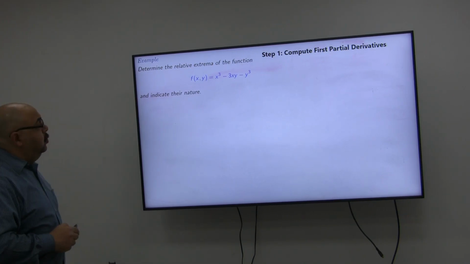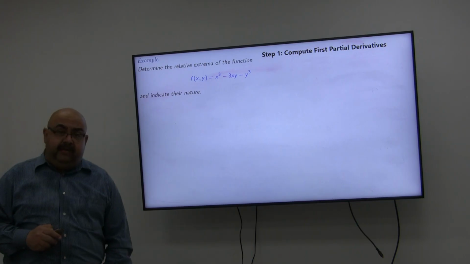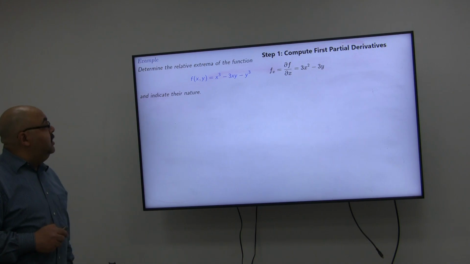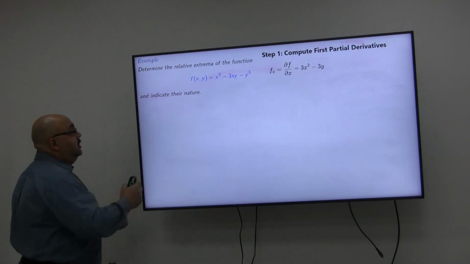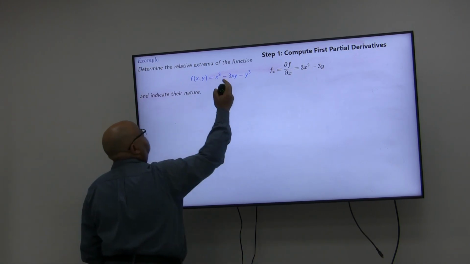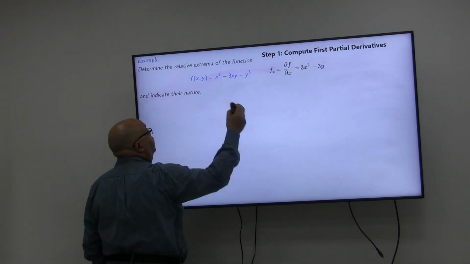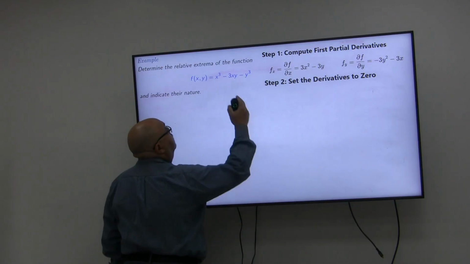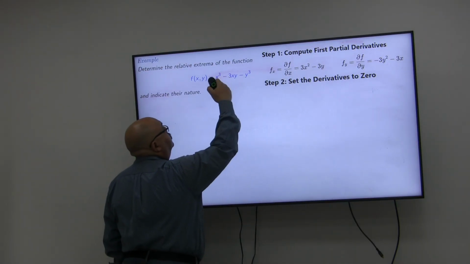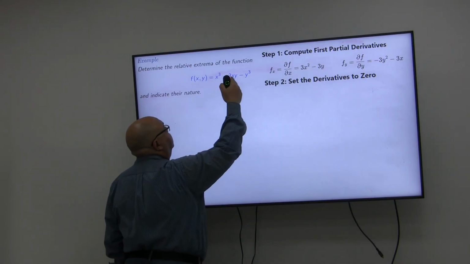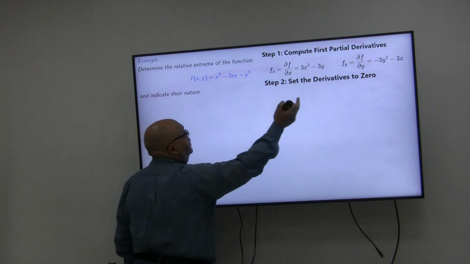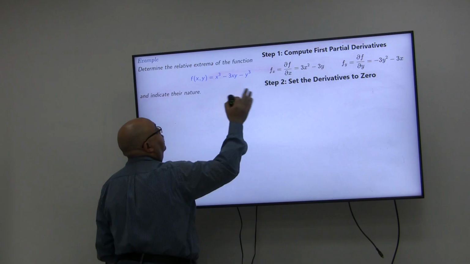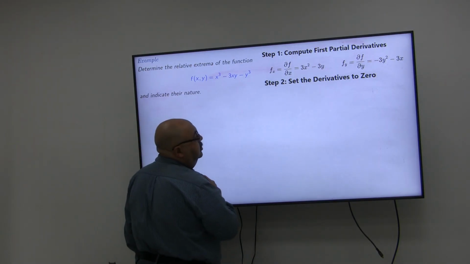So once more, I want you to compute the first partial derivatives. The first partial derivative is going to be 3x squared minus 3y, and this is going to be 0. For the other side, partial f partial y, this is going to be equal to 0. Differentiating with respect to y gives negative 3x minus 3y squared, okay, for the derivative with respect to y.